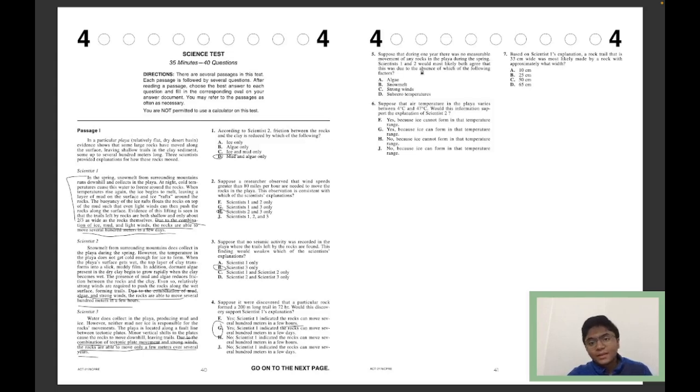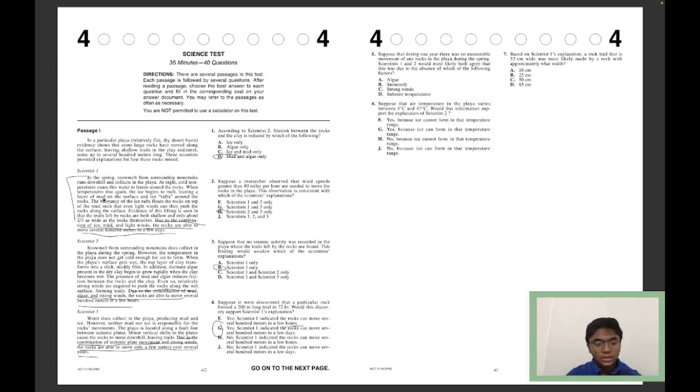Suppose that during 1 year, there's no measurable movement of any rocks from the playa during the spring. 1 and 2 would both agree that this was the absence of which factor? So basically what they're really asking is, which factor do both scientists 1 and 2 agree on? 1 says ice, mud, light winds, and then 2 says mud, algae, strong winds. So both of them are mentioning mud. But wait, that is not an answer choice.